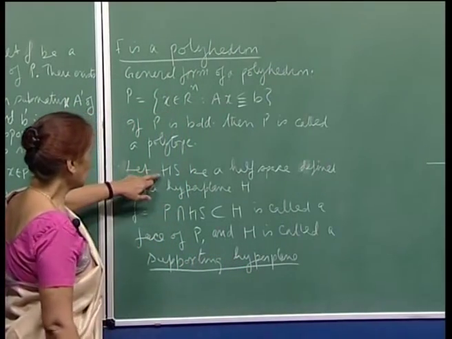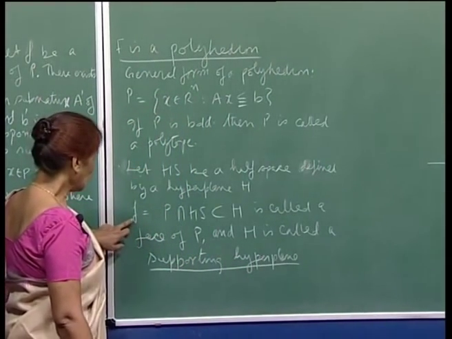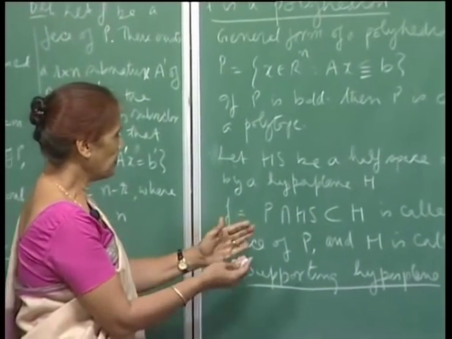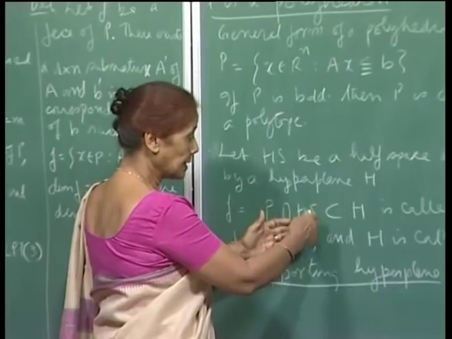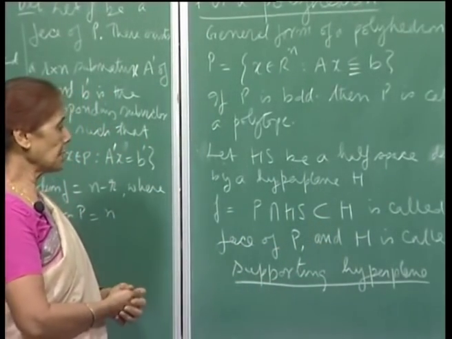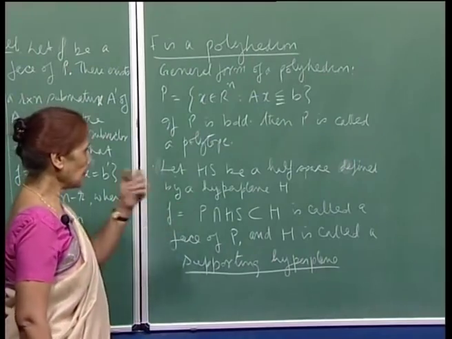And so if HS is a half space, then the set F, which is P intersection HS, that means the intersection of P with the half space, and it is a subset of H, then it is called a face of P, and H is called the supporting hyperplane. Let me give you an example here.